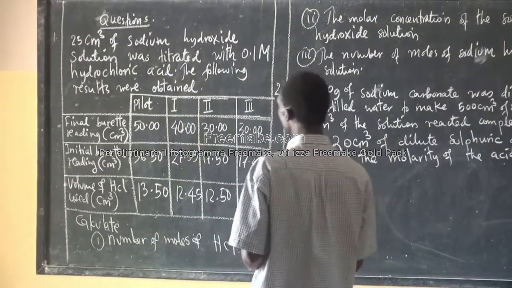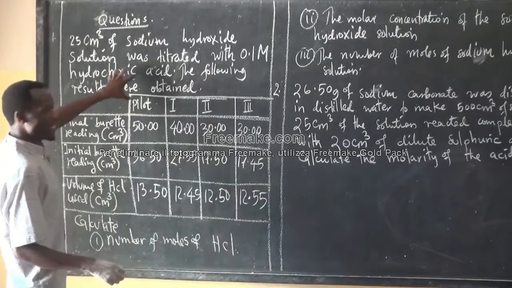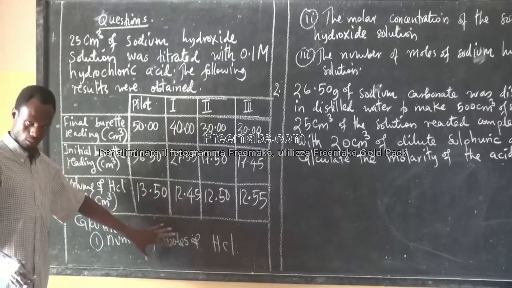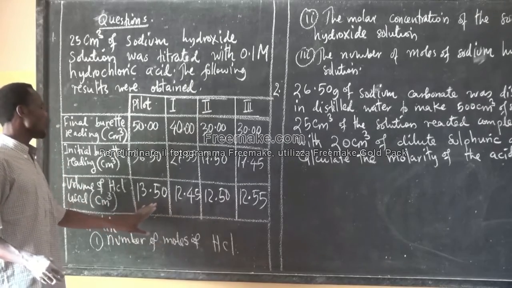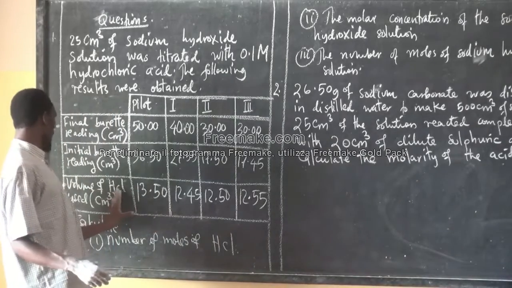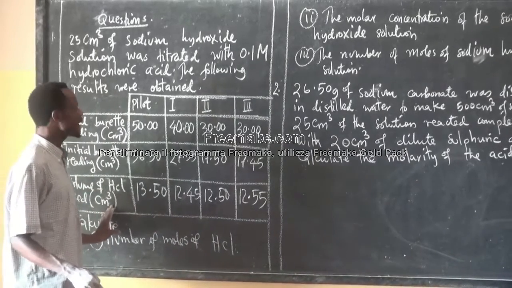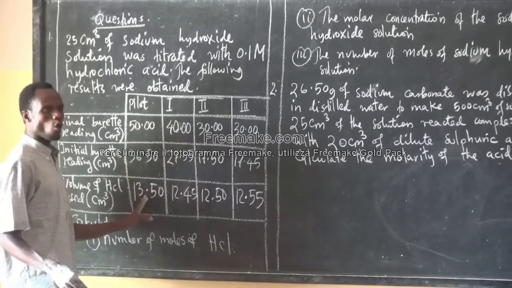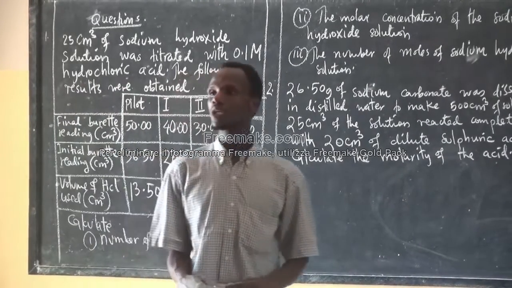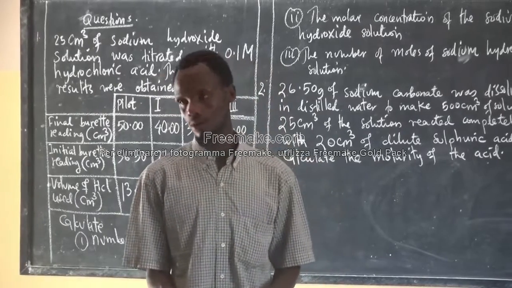Now, if that is the case, from the table, it is where we can determine the volume of acid by calculating the average of the volume of acid used, except the pilot one. Why do we not include the pilot? It is simple. We don't include it because it is a trial.